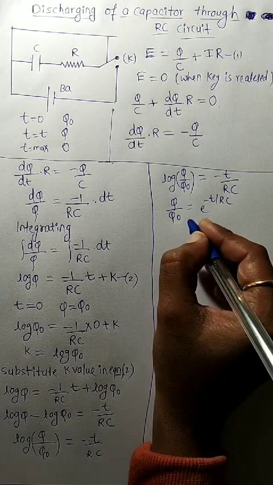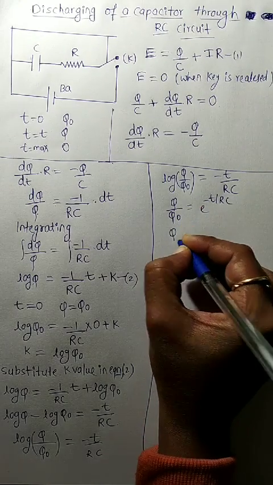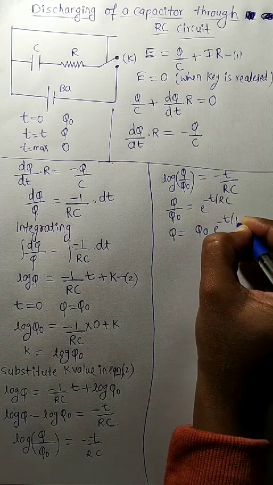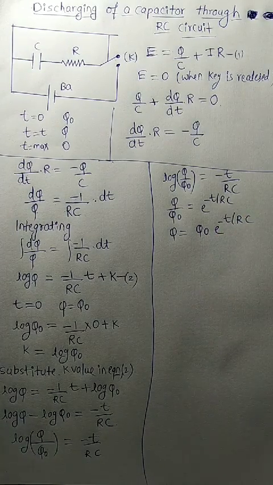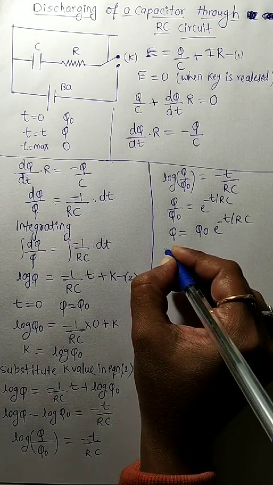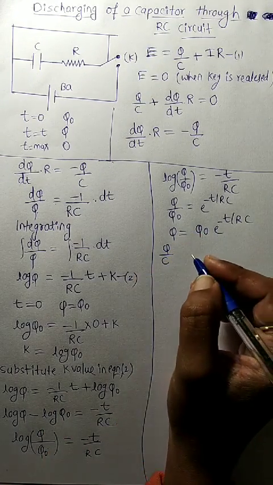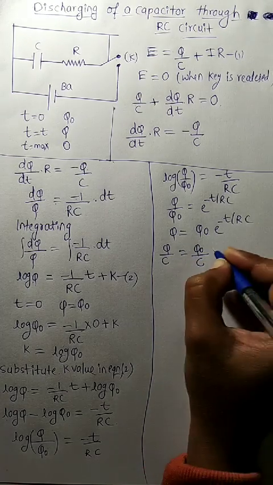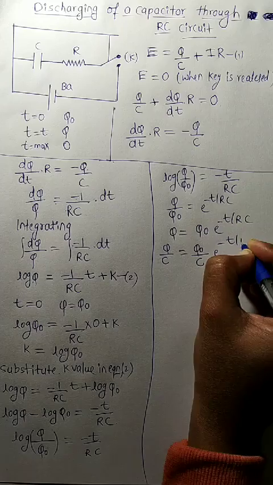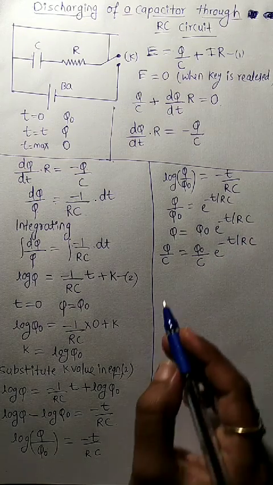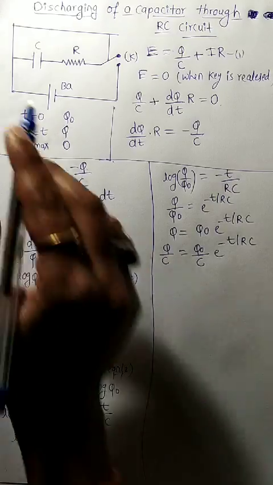So again transfer Q naught also. What will we get? We will get Q is equal to Q naught into e raised to minus T divided by RC. So this is the equation we got. Now divide by C on both the sides. If you divide by C on both the sides, what will you get? Q by C is equal to Q naught by C into e raised to minus T divided by RC we got.